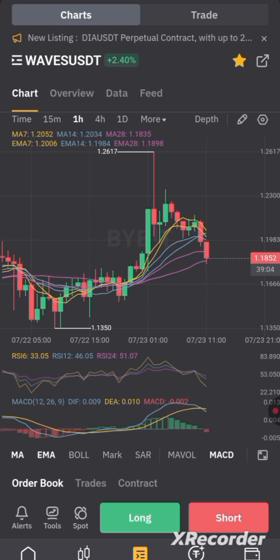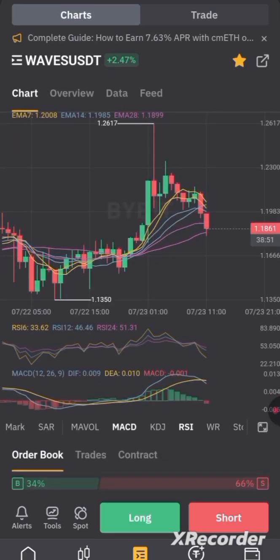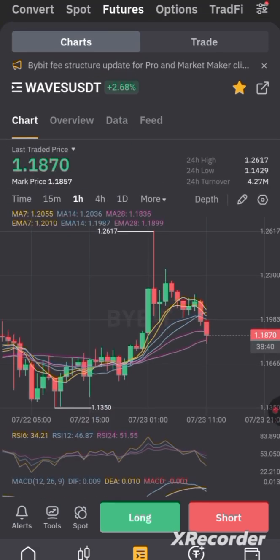Do you understand? But if you understand these three indicators very well, you're going to be making profit. No matter how, you're going to be making profit because they're going to tell you the direction of the market clearly, and also the RSI. They're going to tell you the market movement clearly. So if you're a trader, you need to understand this very well.